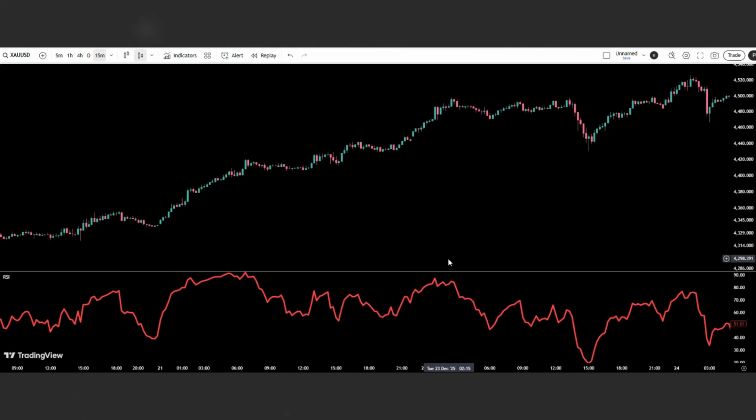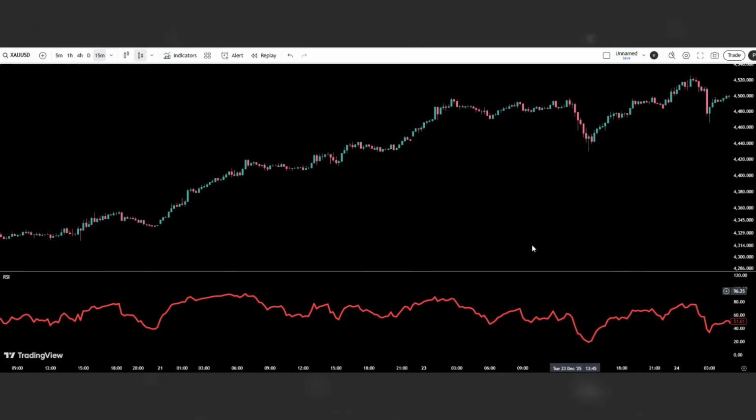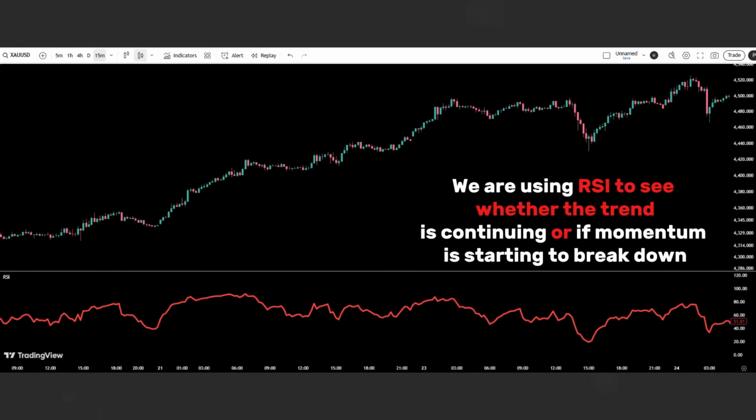RSI helps us understand what is really happening in the market. RSI can give trading signals, but in this lesson, we are not using it to enter or exit trades. We are using RSI to see whether the trend is continuing or if momentum is starting to break down. Next, we'll go step by step to learn how to tell a pullback from a trend reversal.